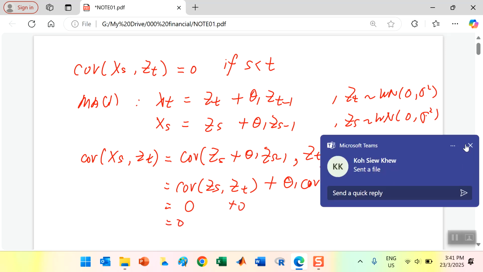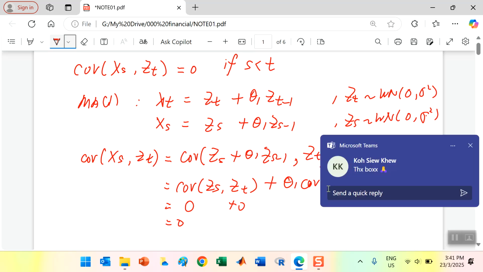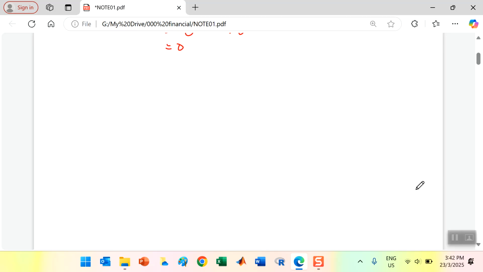So in other words, the covariance of XS and ZT will be 0 if S is less than T. So this is a particular case. What happens if we proceed to MA2?